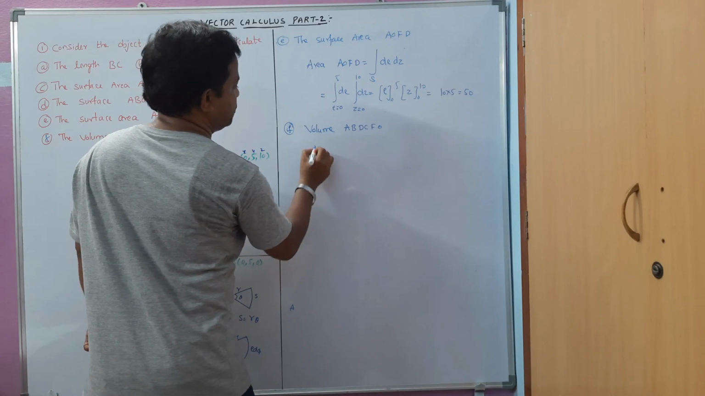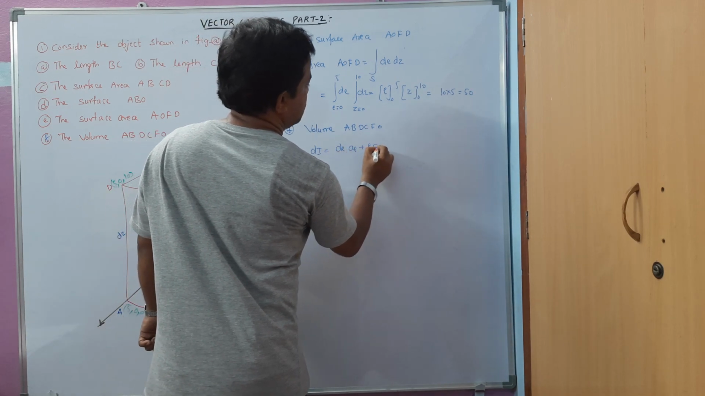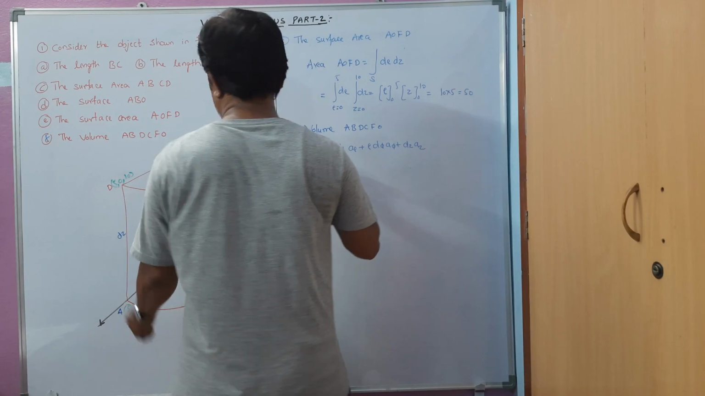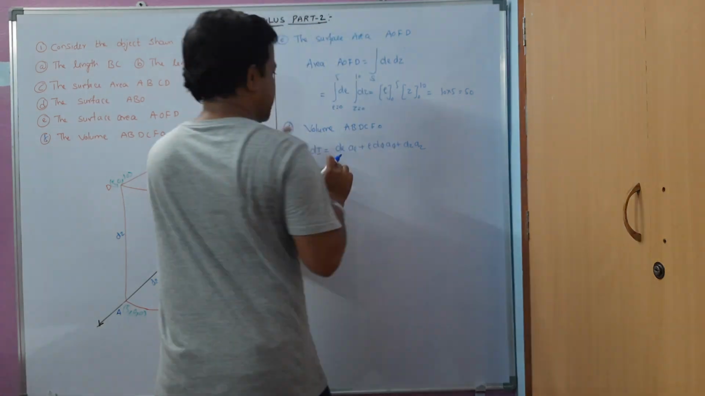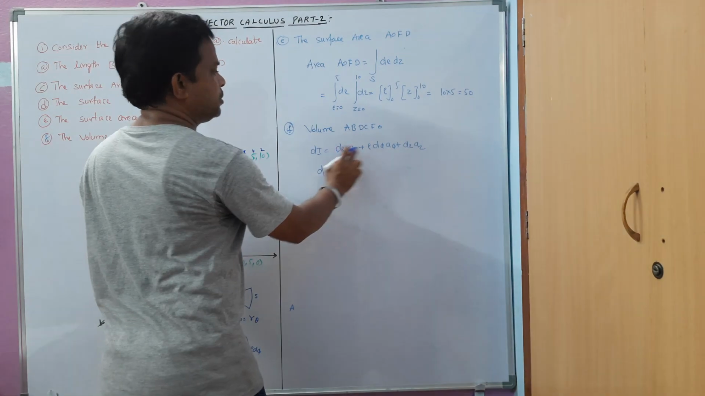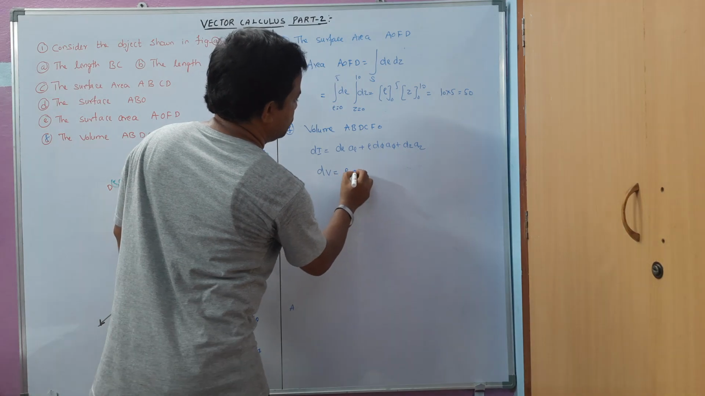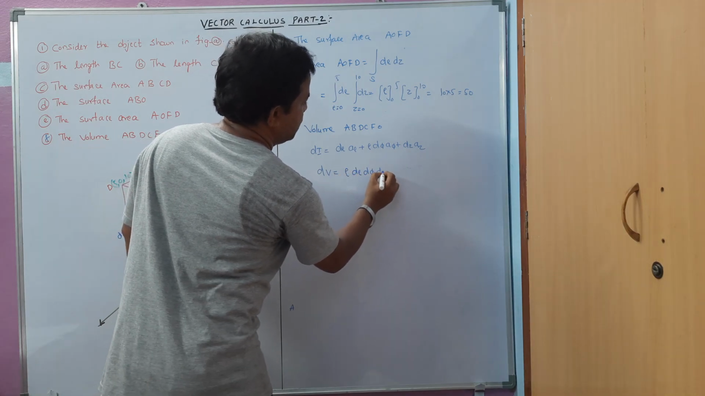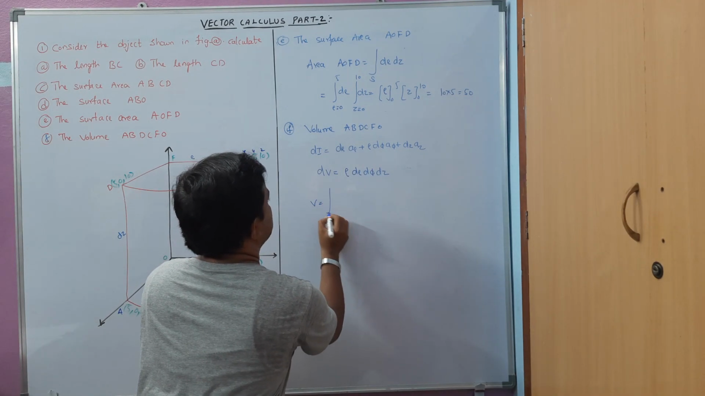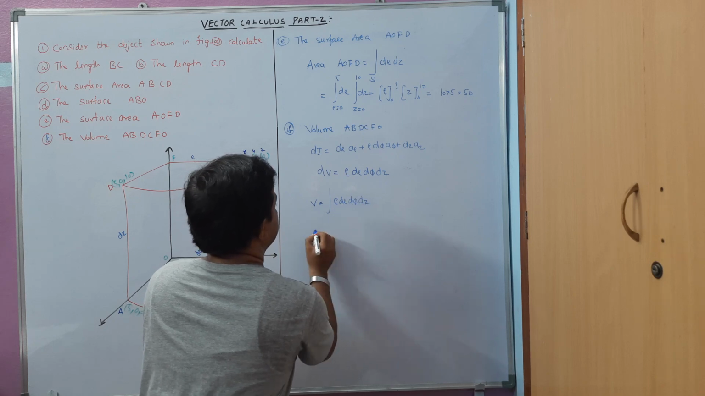We know that the differential displacement dl is equal to d rho a rho plus rho d phi a phi plus dz az. We have all the displacements in rho, phi and z directions. To get the differential volume, we just take the product of these, leaving the unit vectors. So we get rho d rho d phi dz. Now I just have to integrate this. The volume integral will be a triple integral of rho d rho d phi dz.